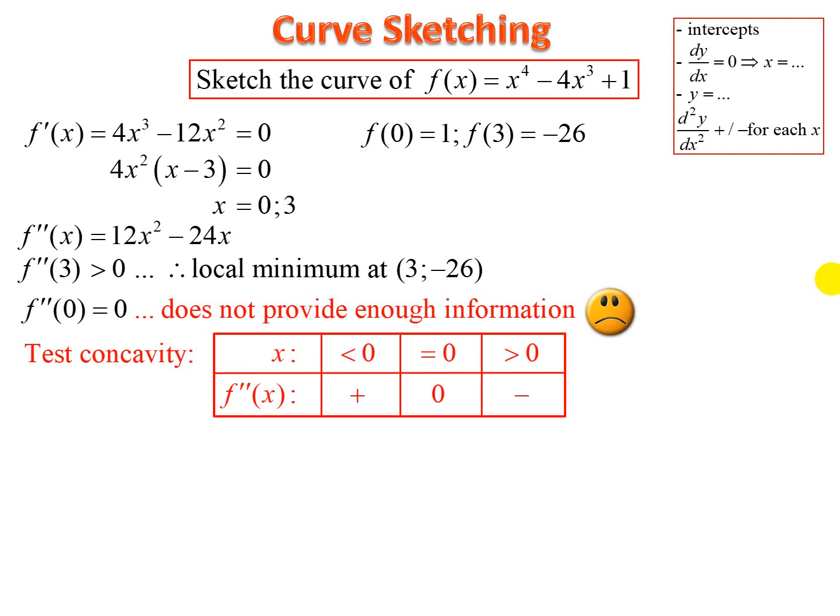So I'm testing concavity now. If I have a number less than 0 in there, then I can substitute any number less than 0. I can substitute negative 1. I get a positive value. And if I substitute a number greater than 0 in there, but less than 3, obviously, I get a negative value. So that's what the concavity looks like. Cave up, cave down. And if we put those together, we have a point of inflection at 0, 1.